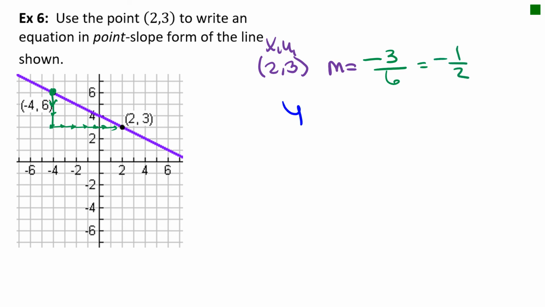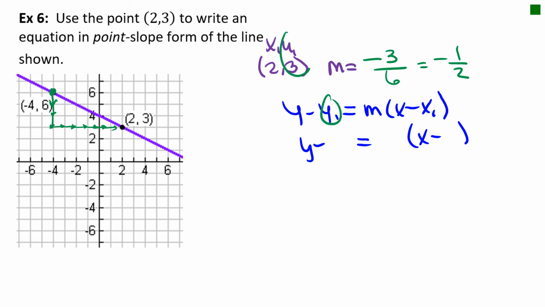I know you don't know what I'm going to do next. Oh, yes, you do. Y minus y1 equals m times x minus x1. Y minus equals space parentheses x minus. First thing I need, y1, 3. Next thing I need, slope, -1/2. Last thing I need, x1, 2.